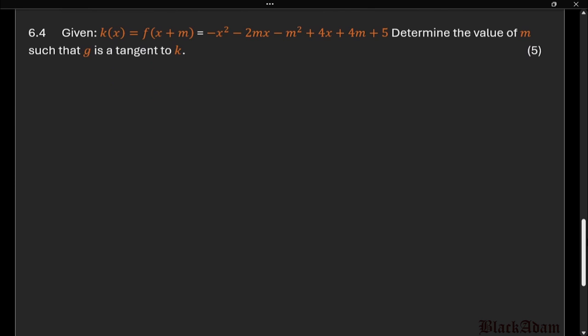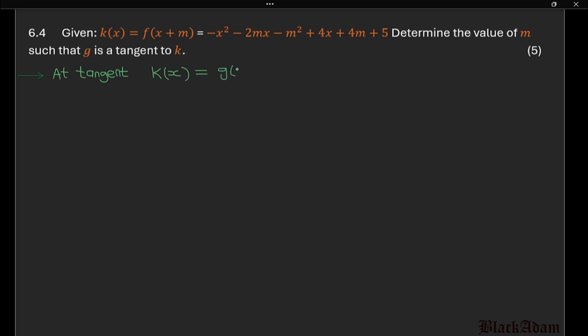6.4 tells us that we need to find the tangent, the equation to the graph. So the tangent there of G. G is a tangent, so at the tangent we have the two graphs, which is K, where graph K is equal to graph G. So that's what we have.